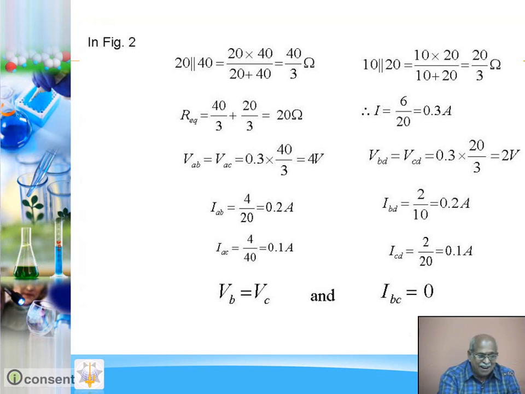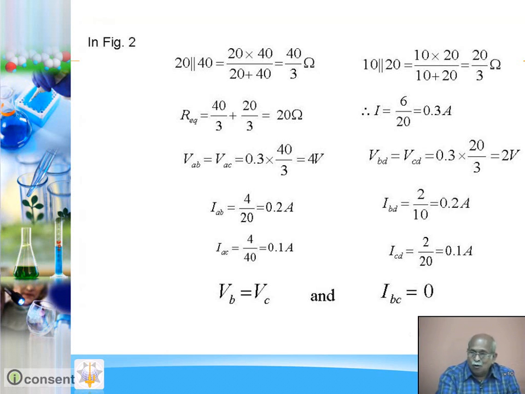Ohm's law once again. V equal to IR. I is 0.3, R is 40/3. So potential difference is 4 volt. Same way, potential difference from B to D or C to D, VBD or VCD. Current is 0.3, resistance is 20/3. So potential difference is 2 volt. So we have obtained potential difference across each of the resistances shown in figure 2.